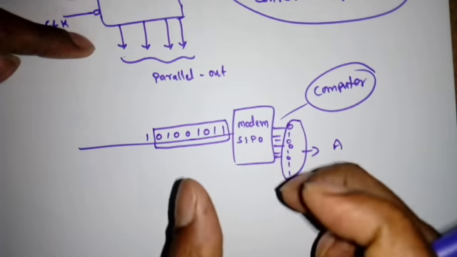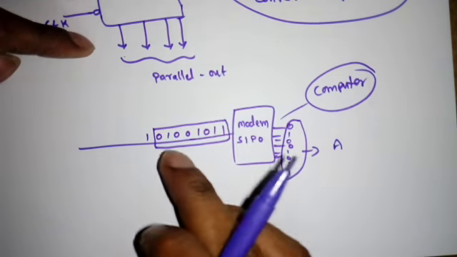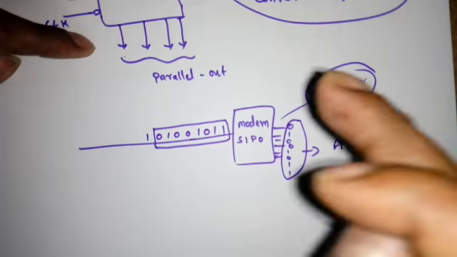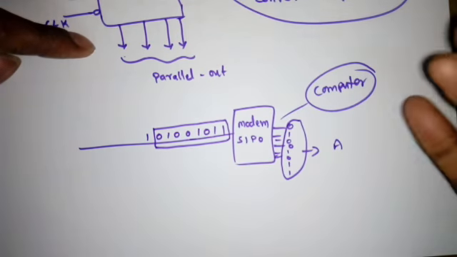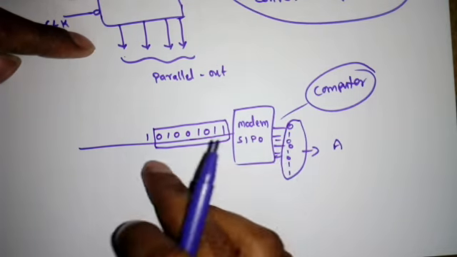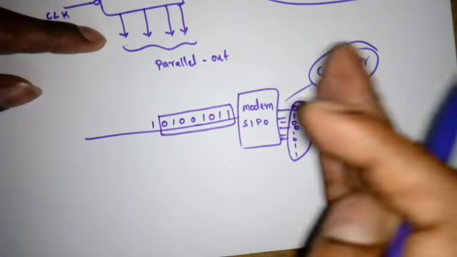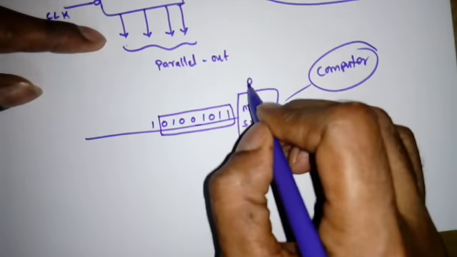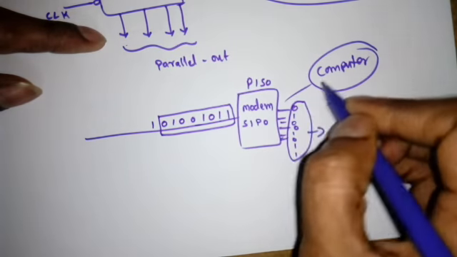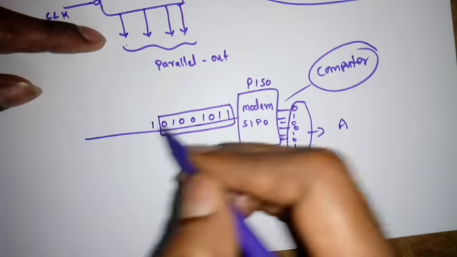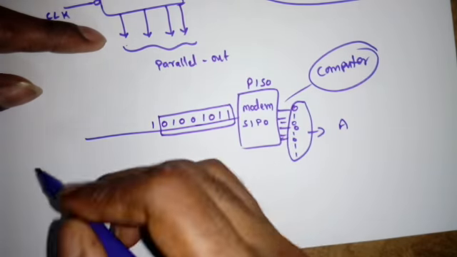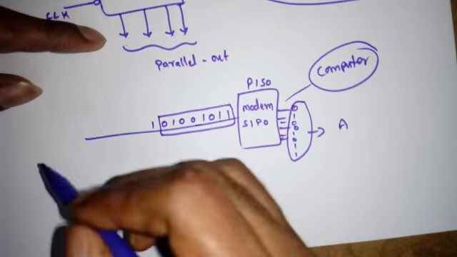So we need some conversions in these modems to convert the serial data to parallel. Similarly, if the computer is generating parallel data but this channel will allow only serial data, we need the opposite conversion, that is, a parallel in serial out shift register. So parallel in serial out: serially the data will go through this channel or through this wire, right?